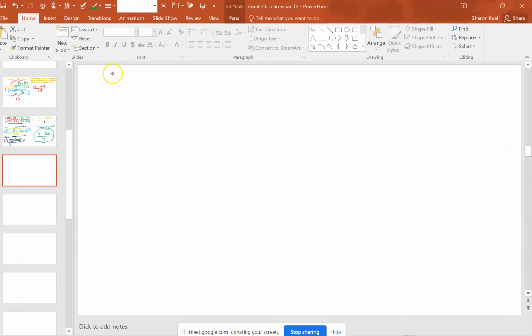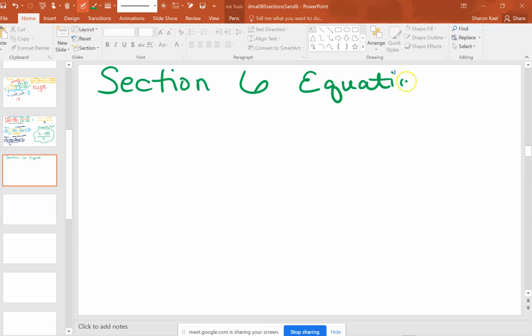In section 6, we are going to have equations. So we are going to solve the equations that we have. Solving the equations is not terribly difficult. With solving equations, what we have to do is get a radical on one side and then progress our problem from there. So let me give you an example here.